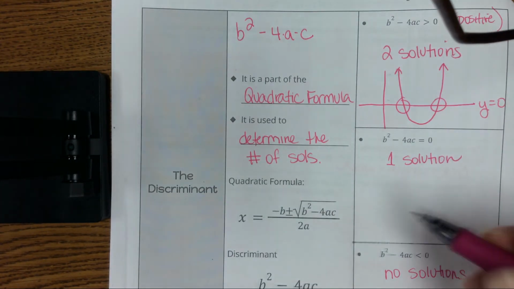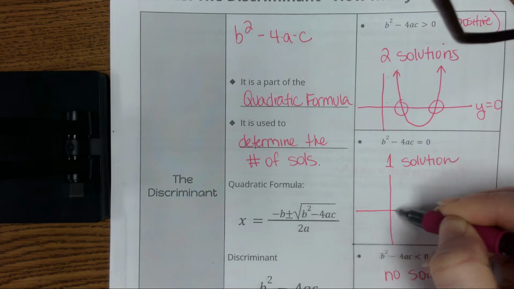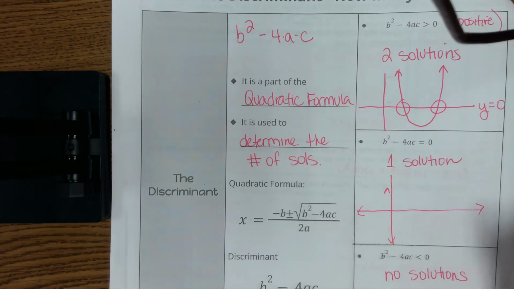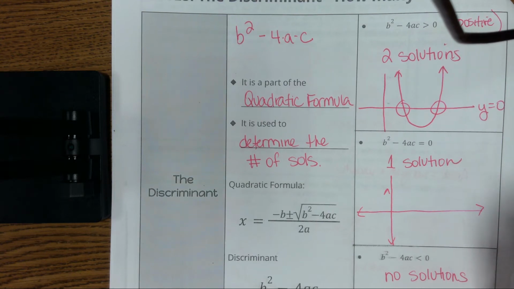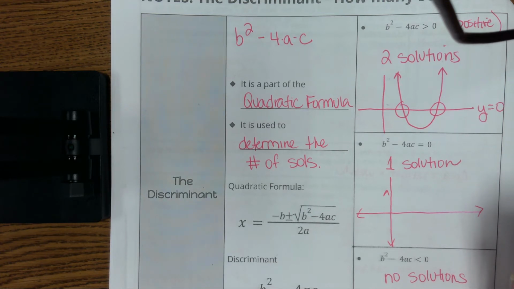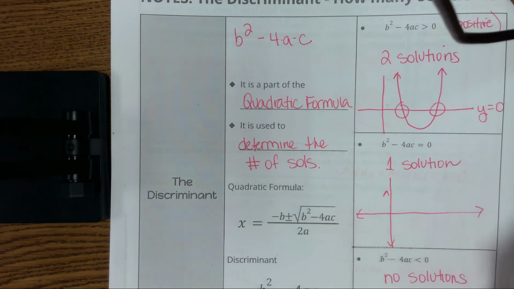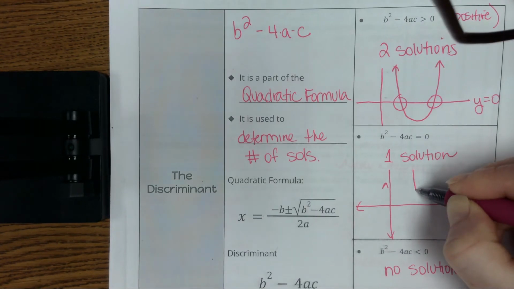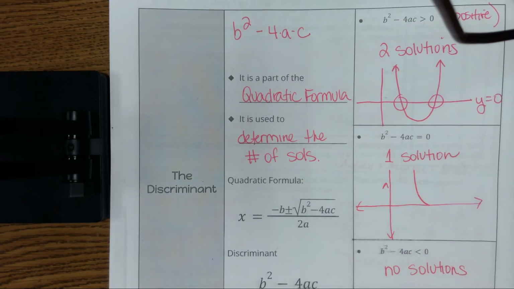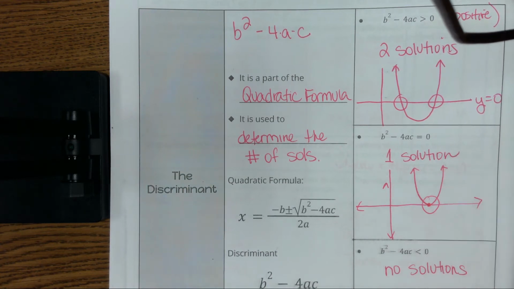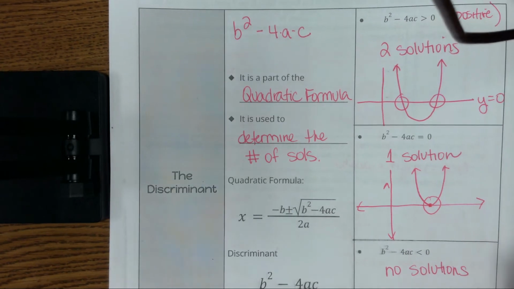Can somebody tell me, what do you think one solution would look like? One point on the x-axis. Yeah, what's the only way to do that? I was looking for a vertex. It can be opening up or down, but it has to touch just at the vertex. It doesn't dip down or dip up and go back through. Just one.